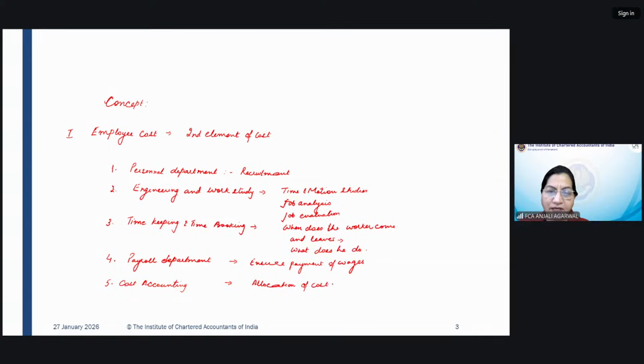So this will ensure the allocation of cost to the various jobs. So these are the five departments which together work to keep the employees' cost to the most effective way.